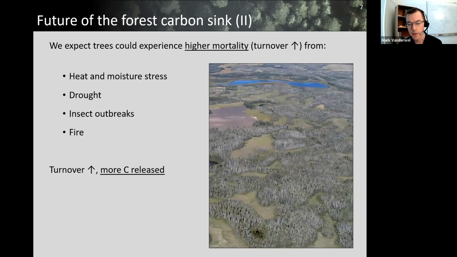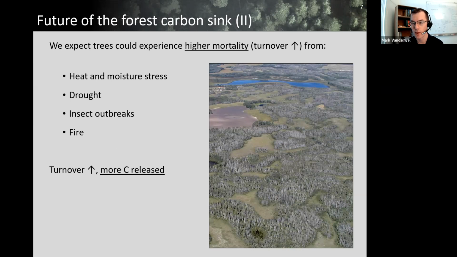Now, on the other side of the ledger, of course, is that it is expected that climate change will lead to an increase in carbon turnover rates as a result of greater rates of tree mortality, and that this is going to release more carbon back to the atmosphere. So in the last couple of decades, it's been shown in many forest regions across the world that heat and moisture stress on trees is increasing. This is leading to enhanced rates of forest dieback.